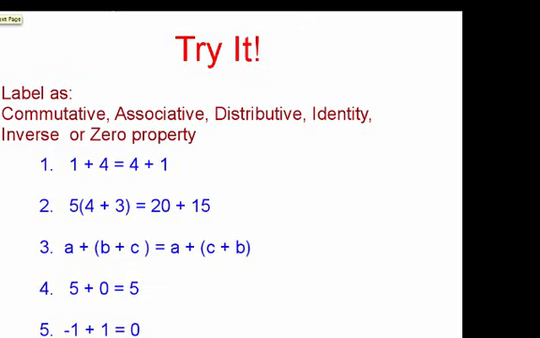So you have 5 try-it problems today. And all you need to do is label each one of these problems as being an example of the commutative, associative, distributive, identity, inverse, or 0 property. So all you need to do is tell me what property is being shown in each one of these equations. Let's do that and bring it in with your notes tomorrow.